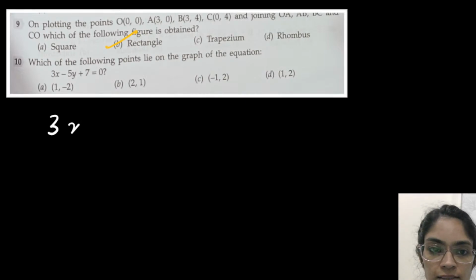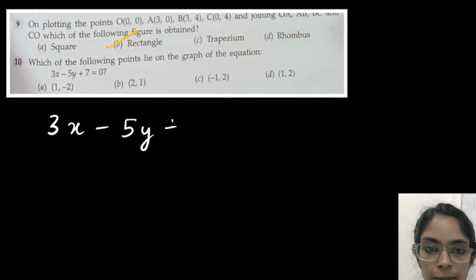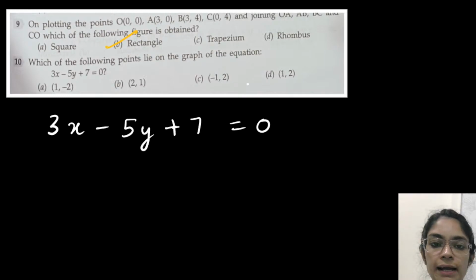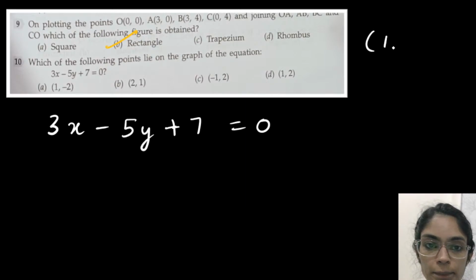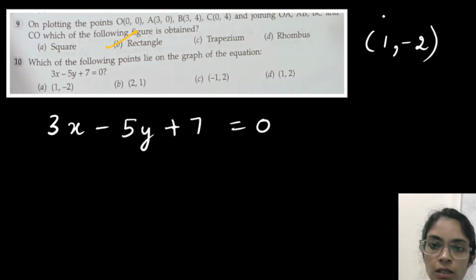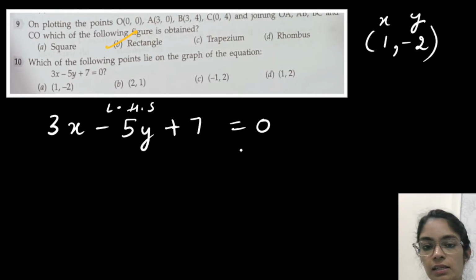Yes, so the equation is there, 3x minus 5y plus 7 is equal to 0. So which of the points lies on it? So 4 options are there. So these types of questions, how can you do? By substitution you can do. Substitution in the sense, you can see the first option is 1 comma minus 2. So this is x and this is y. So you can just solve one side of the equation, which is the left hand side. If your answer is equal to the right hand side, that means this is the correct option.